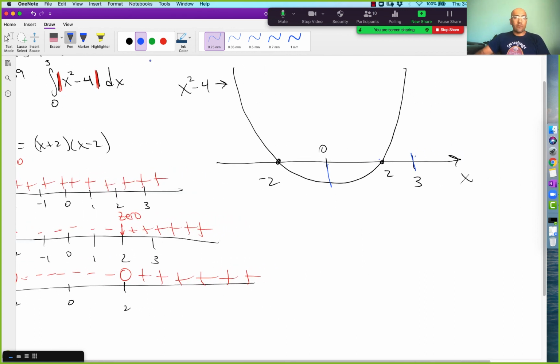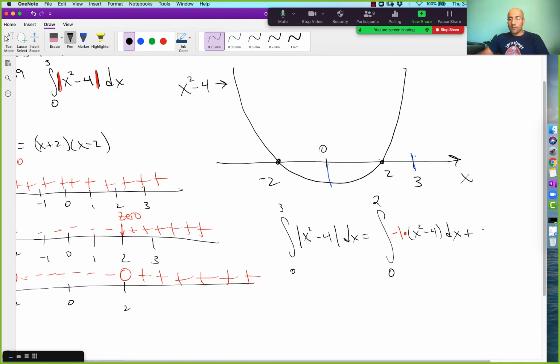Okay, so let's rewrite what we need. The integral from 0 to 3 of the absolute value of x squared minus 4 dx is going to be equal to the integral from 0 to 2 of x squared minus 4 dx, and I have to introduce a -1 into there, right? Why is that? Because this is always negative between 0 and 2, right? X squared minus 4 is going to give us negative answers. And I want the absolute value of that, so I know I have to make it positive by multiplying by a -1.